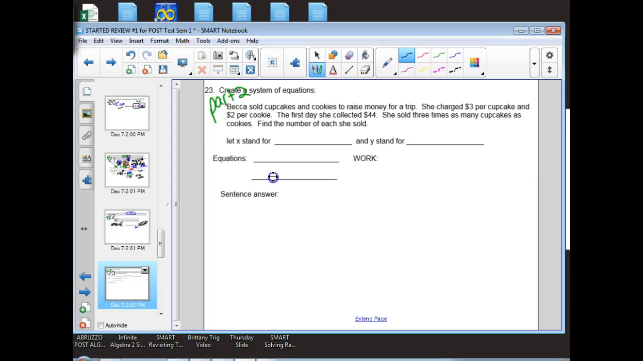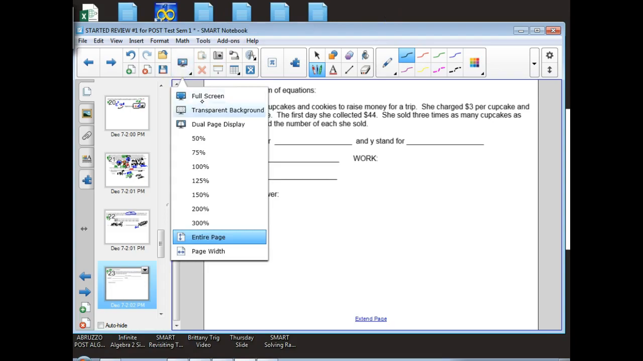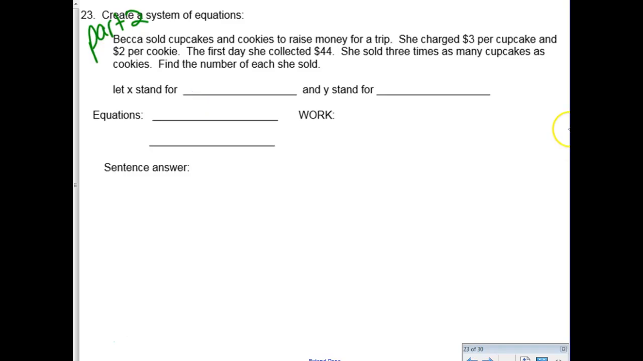Oh, goodness gracious. I think this is our last question. Thank goodness. And it's a doozy. All right, so it's about cookies and cupcakes, which doesn't seem very alarming. However, you have to be very careful how you are setting up your variables, first of all, and then after that, how you're setting up your equations.